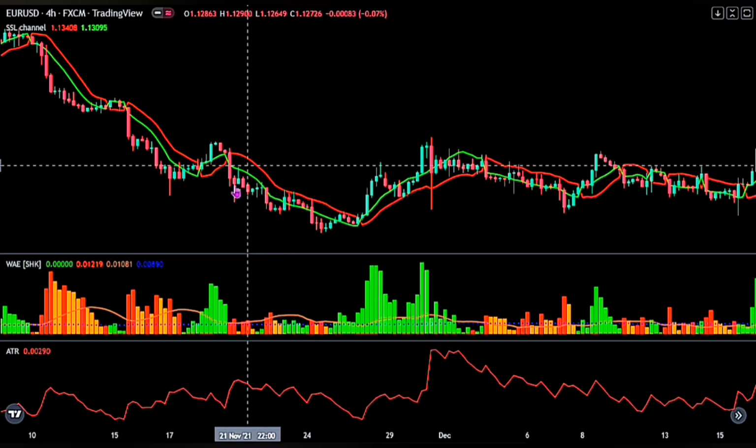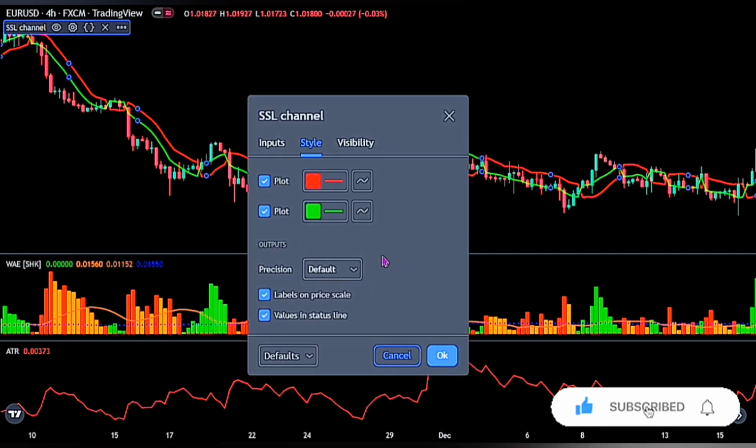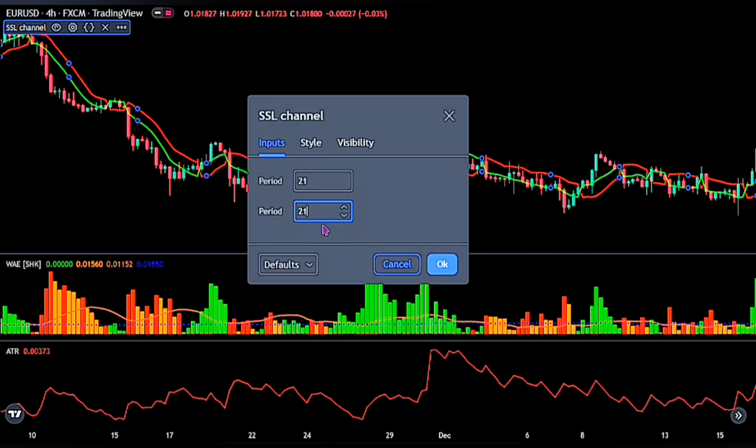The next indicator we will be adjusting is the SSL Channel. Now go ahead and double click on it to bring up the settings panel. Head over to the inputs and change this value to 21. Then go ahead and click on the OK button.